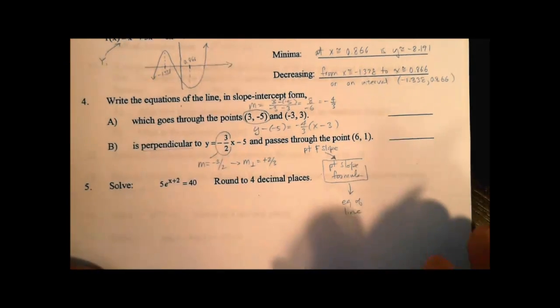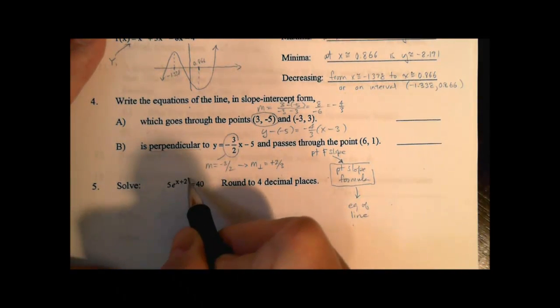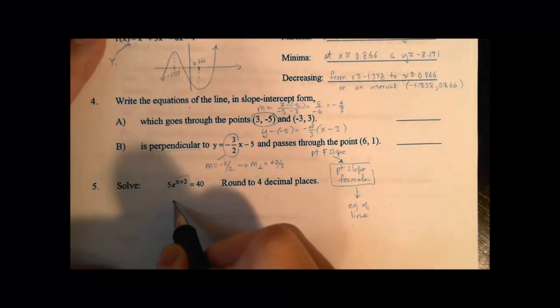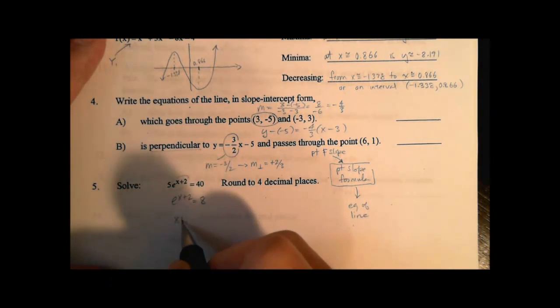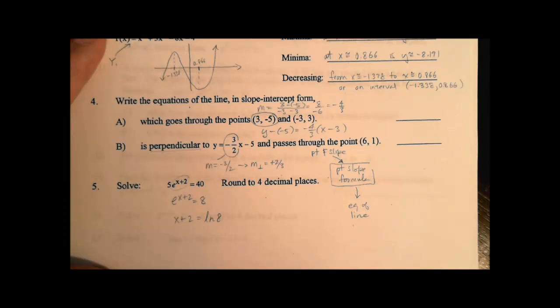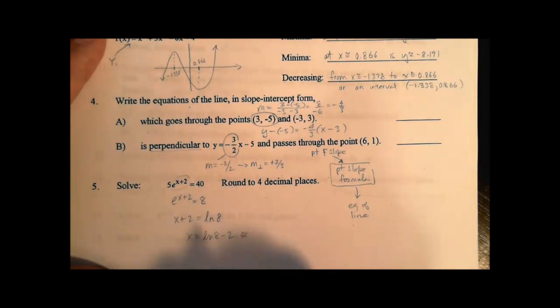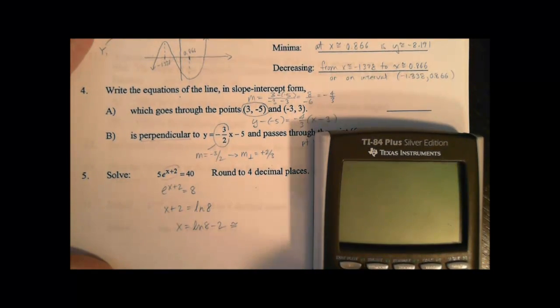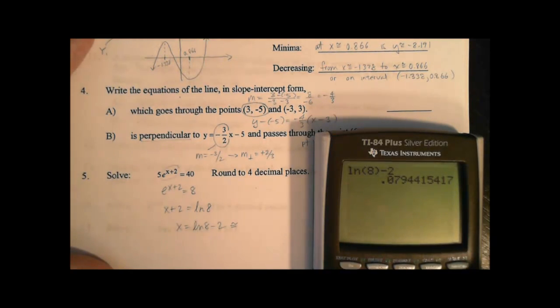Okay, this next one we want to solve and then round our answer to 4 decimal places. Let's go ahead and solve this algebraically. First thing is we want to solve for this little exponential chunk. Then I would ABC it. X plus 2 is the log base e, also known as natural log. And finally, x is natural log of 8 minus 2. And we can approximate that fairly easily. Natural log of 8 minus 2. And we want 4 decimal places, 0.0794.